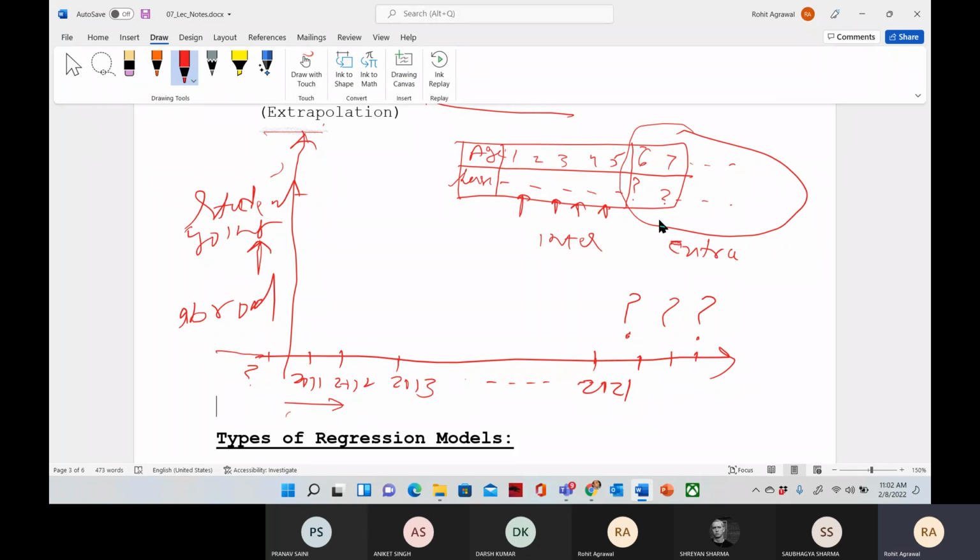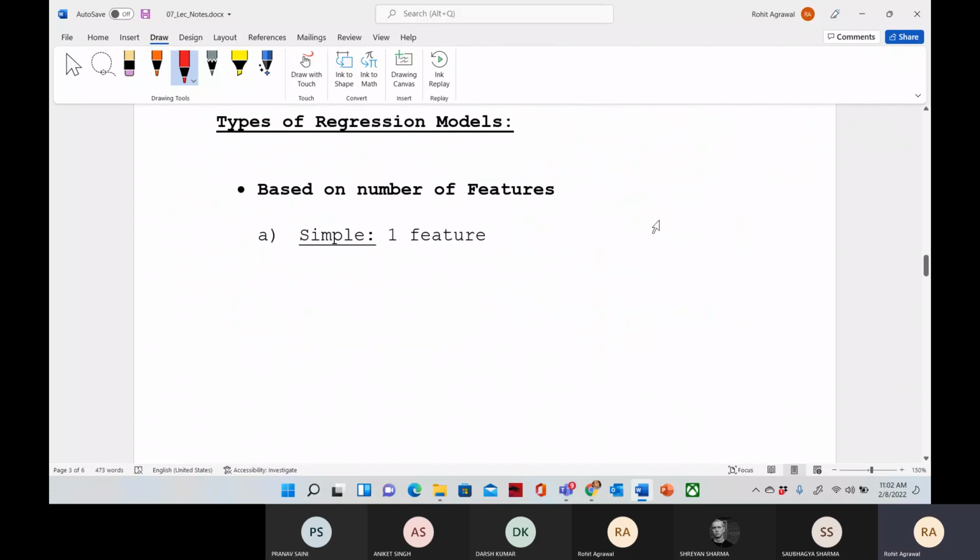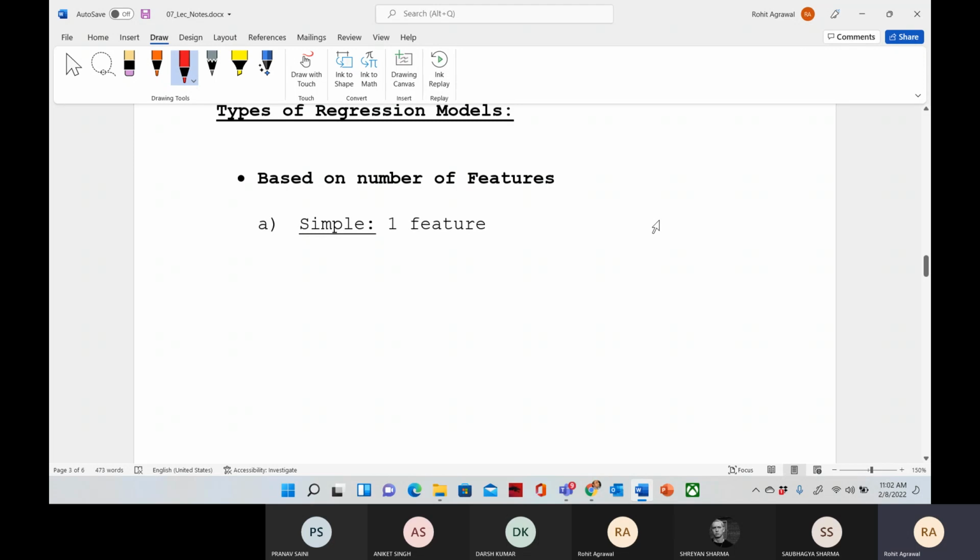Interpolation and extrapolation are mathematics topics. There is a subject called numerical analysis in mathematics, where this is discussed in detail. Clear? This is clear, what is regression. Okay, now I'm just discussing one more thing.